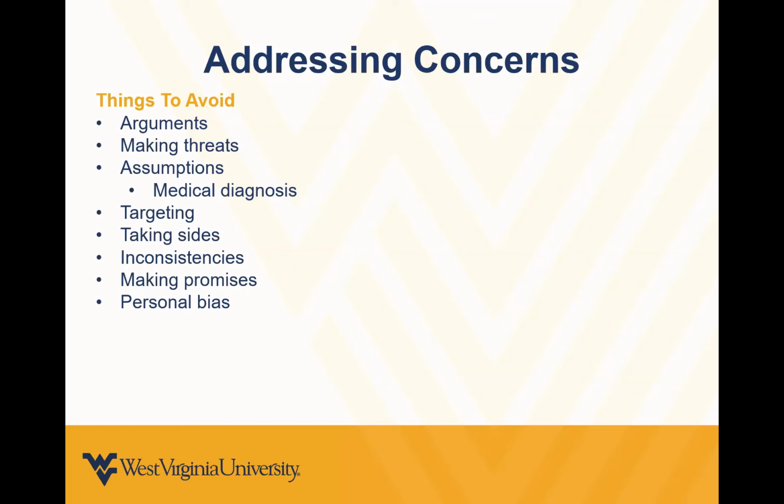Personal bias. If for some reason you have had previous interactions with a student that has caused you to have a negative bias against them, and you're not able to put it aside, you should avoid addressing the student. Instead, have another member handle the concern. If this happens, you need to make your supervisor aware of your feelings.